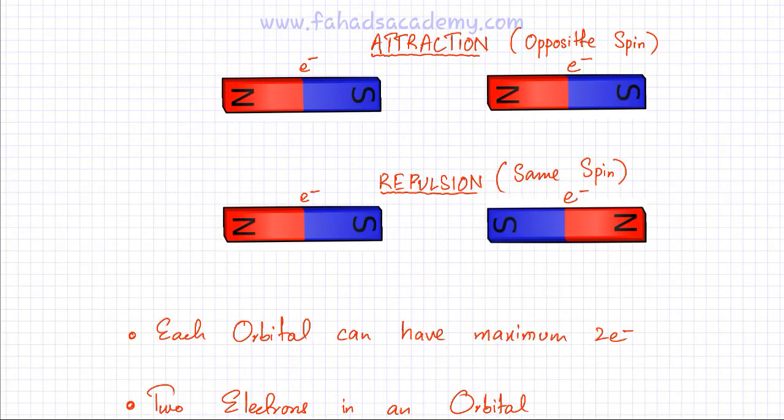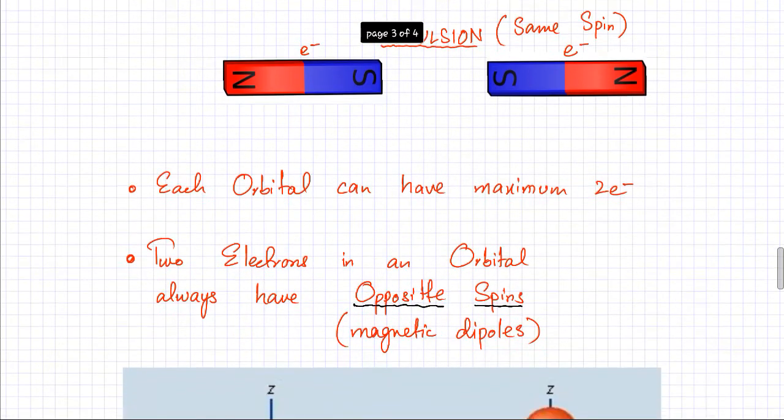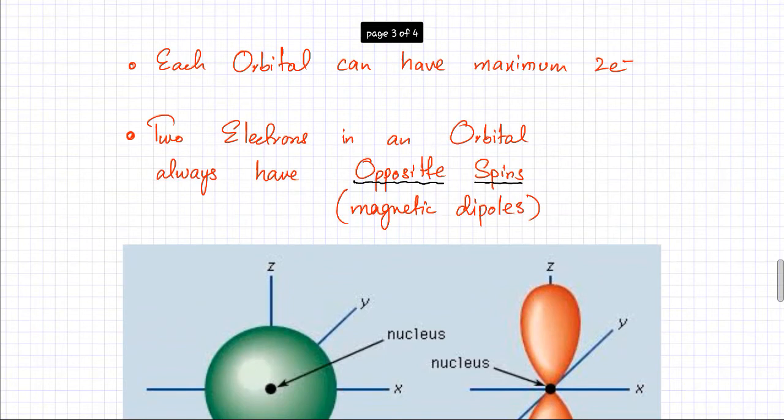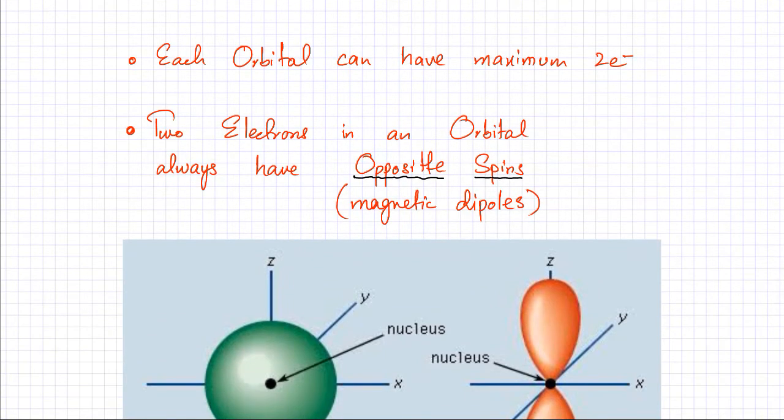Now, based on this idea that two electrons can possibly attract each other if they have opposite spins or opposite magnetic fields, we're going to talk about an orbital now. Previously, we discussed that orbitals are regions where electrons have a very high probability of existing. So there's a very high probability of finding an electron in different orbitals around the nucleus. Now, one statement is that each orbital or region around a nucleus can have a maximum of 2 electrons. So an orbital cannot have more than 2 electrons. A maximum amount of 2 electrons is possible.